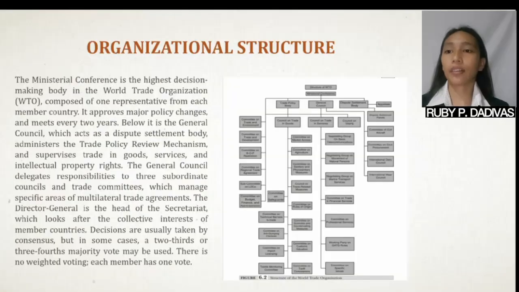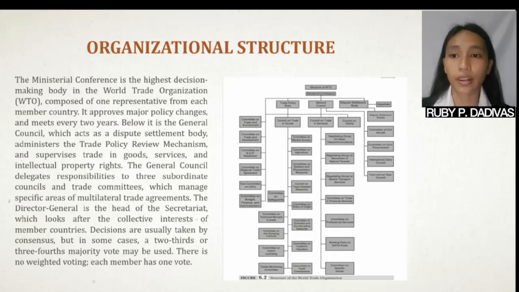The Ministerial Conference is indeed the highest decision-making body in the World Trade Organization, composed of one representative from each member country. It convenes every 2 years to approve major policy changes and provide guidance on the direction of the organization's work. Below the Ministerial Conference is the General Council, which is responsible for overseeing the day-to-day operations of the World Trade Organization.